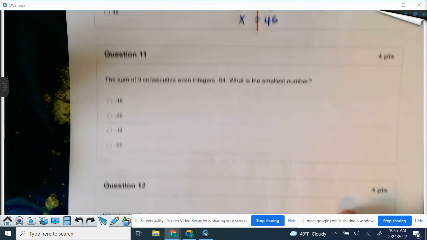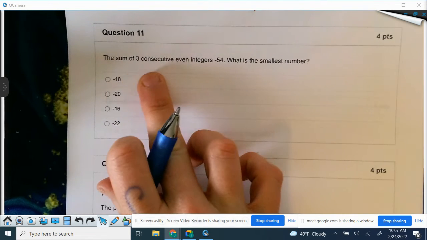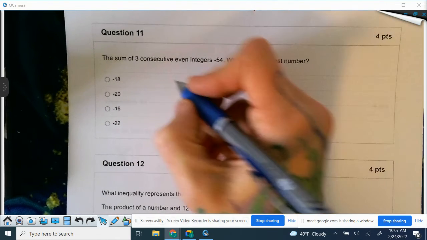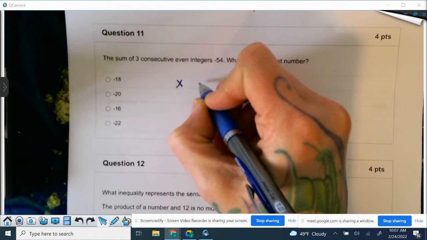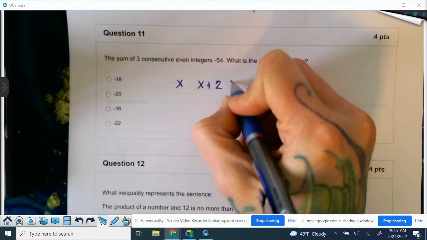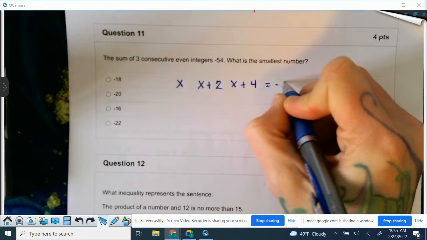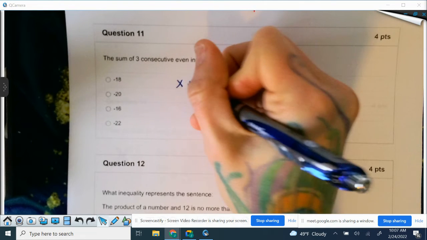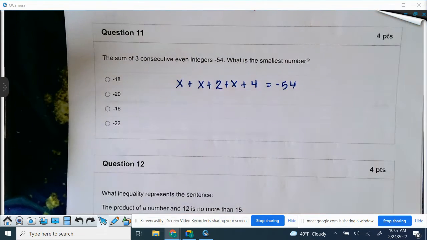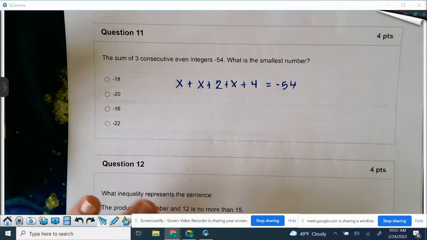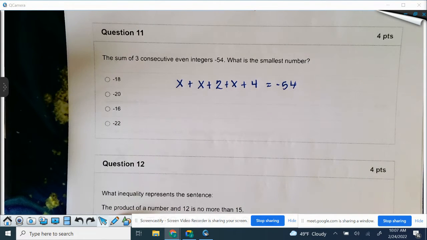All right. 3 consecutive even integers. What is the smallest? So 3 consecutive even. So same. X, x plus 2, x plus 4 equals a negative 54. Now, I will say that the call out on this guy, in my opinion, is at negative 54 and them asking for the smallest or largest. Because you will get to where this is very easy, hopefully, and you'll just jump at your first answer choice, and you've got to be careful.